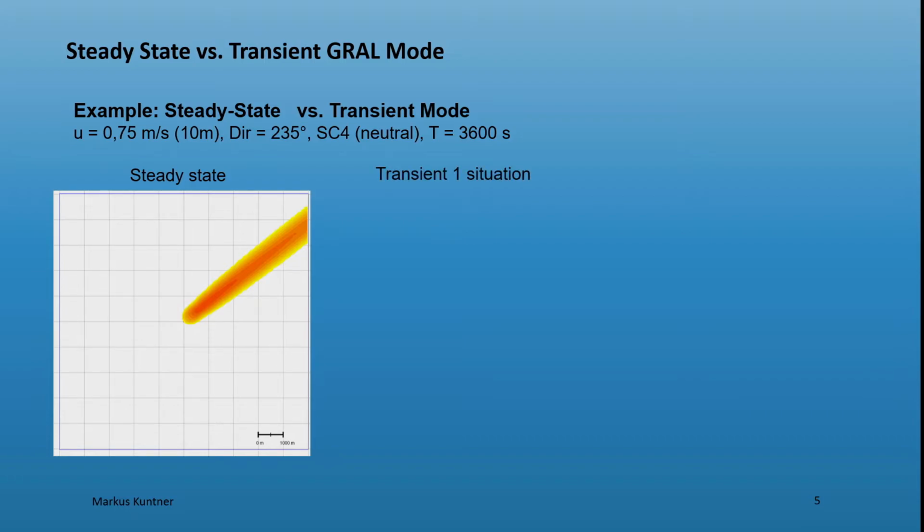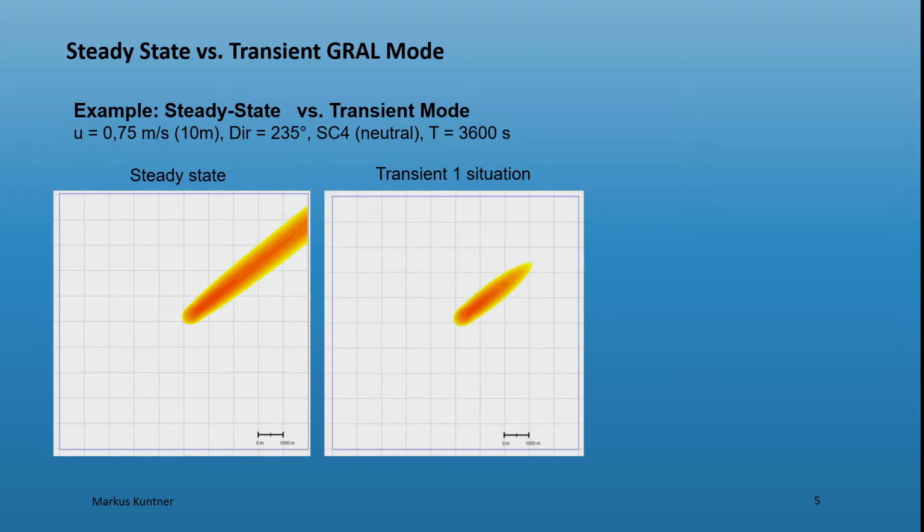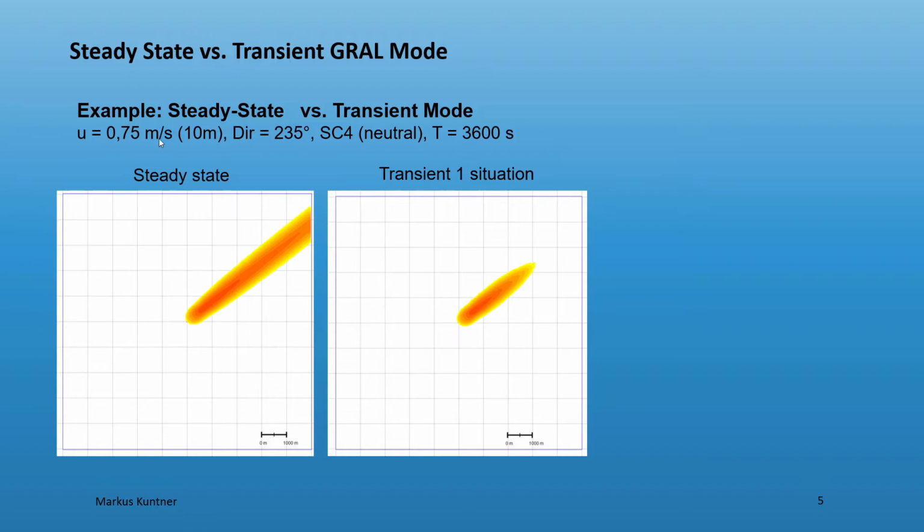In the transient mode, with one situation, we get a plume like this. Why do they look different? Take a look at the wind speed, 0.75 meters per second, and the dispersion time, 3600 seconds. That results in a plume extension of 3000 meters, and that's what we get here after one meteorological situation.